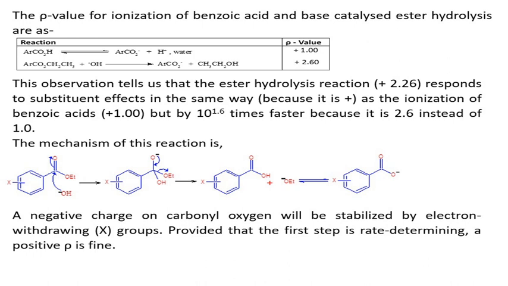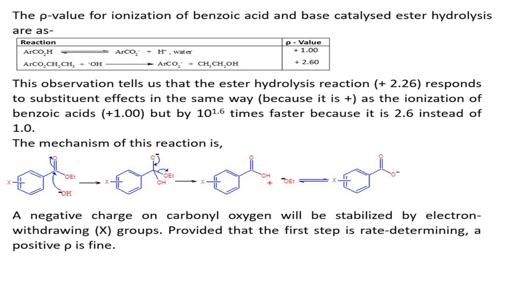Then log of kx upon kh was found out, with log of kx upon kh on the y-axis and sigma on the x-axis for this hydrolysis reaction. Then the plot was drawn, and from the slope the reaction constant, that is the rho value, was obtained. How much is it? Plus 2.6. I hope that at least you have understood how the reaction constant rho is obtained for a particular reaction.